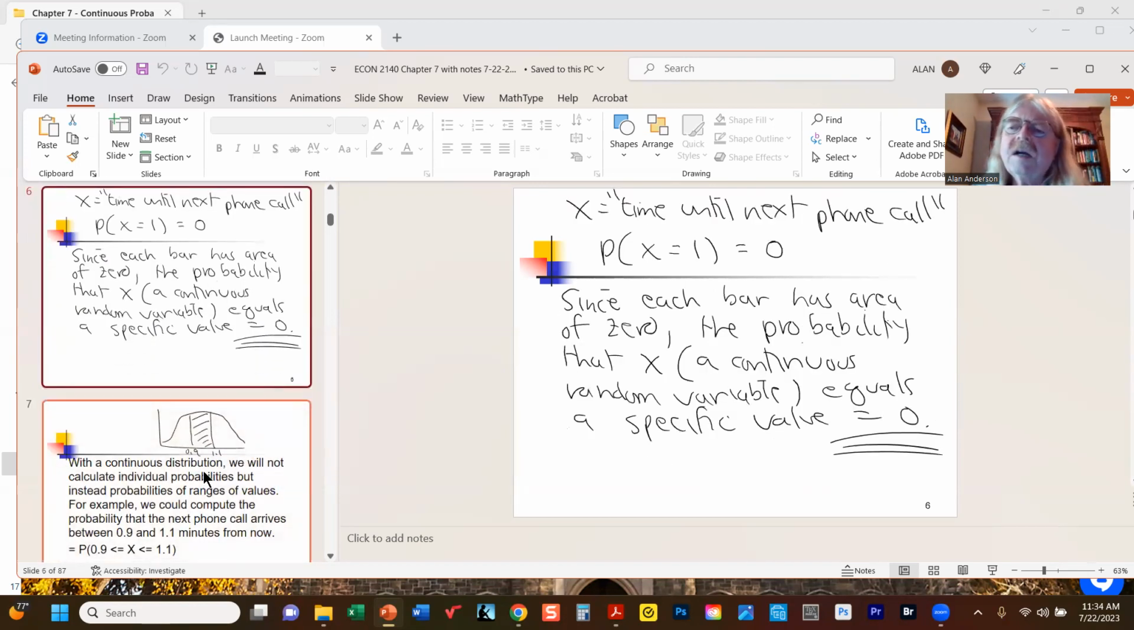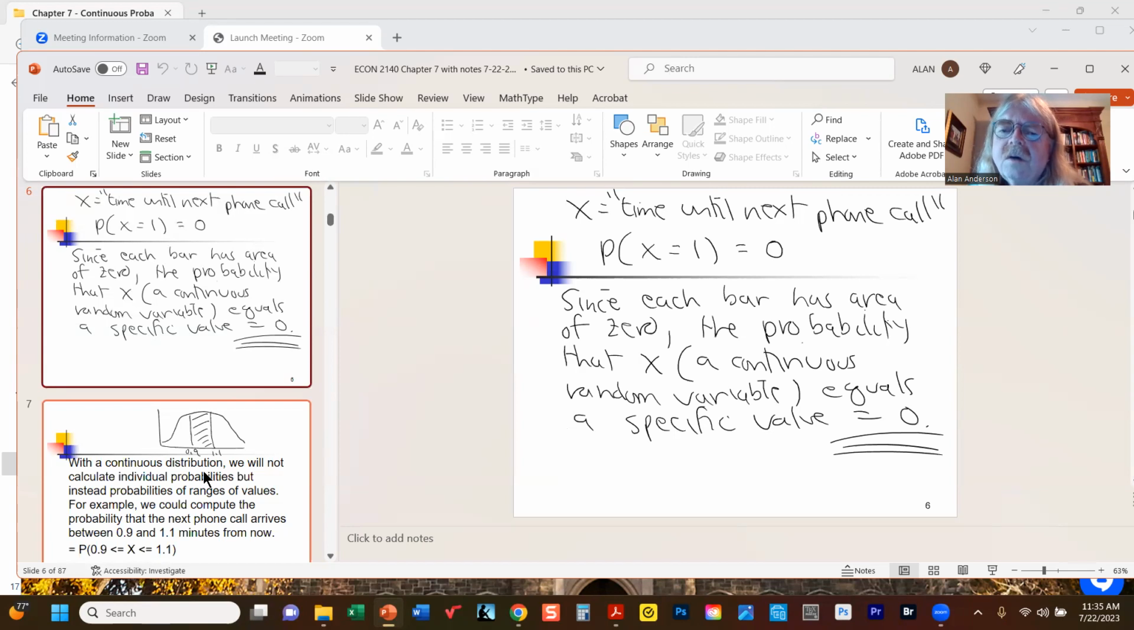So what all of this implies, as you'll see in the next slide, is that we will not be using probabilities for specific values of x. For example, with the phone call case, we'll not say, what's the probability that it will be exactly 1 hour until the next phone call? We're going to define each individual probability as having an area of 0.